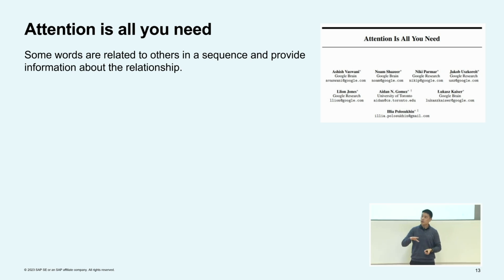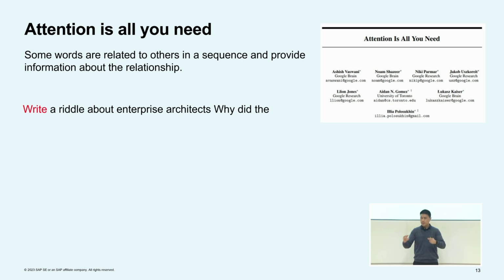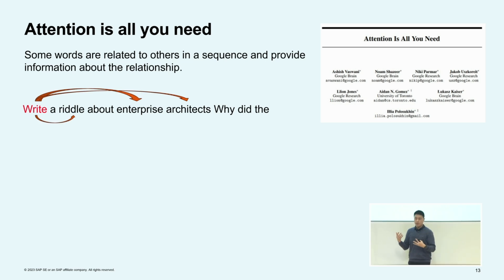And the idea behind attention is that some words are related to others in a sequence. If you take a sentence, some words are related to others, and there's probably a relationship between those words. And what it's trying to do is pick up those relationships. So for example, here is a sentence. Write a riddle about enterprise architects, why did the? And if you run it through this attention mechanism, it'll probably be able to pick up that write has to do with riddle. There's a relationship between write and riddle, right? In the sense that, what am I writing? It's a riddle. What am I writing about? Enterprise architects, right? And so because of the pre-training, it's able to identify these types of things.